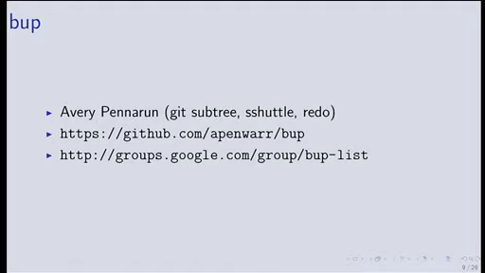BUP is a software that uses the Git file format. It is developed by Avery Pennarun, who also developed Git subtree, sshuttle, redo. That's the URL of the project.